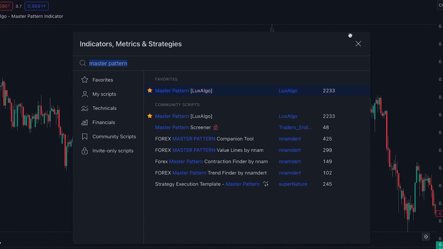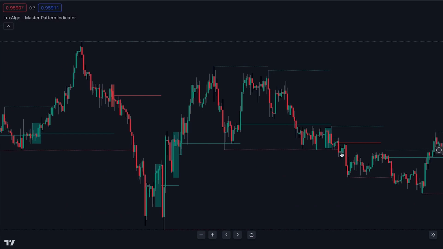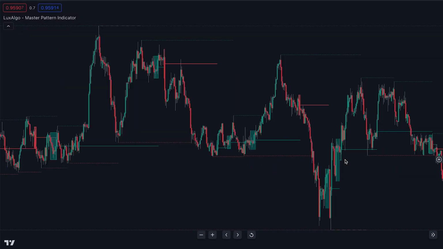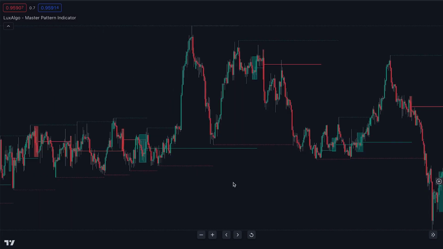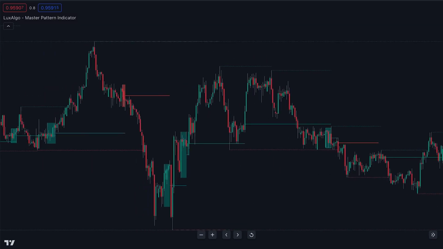The indicator attempts to identify these patterns in the market alongside liquidity levels, which can be used for take-profit zones during the expansion phase. So, here we can see these boxes indicating the contraction phase, and the lines called expansion lines attempt to locate the start of these expansion phases where we're seeking entries. Then from there, we have these liquidity levels where we can take profit.